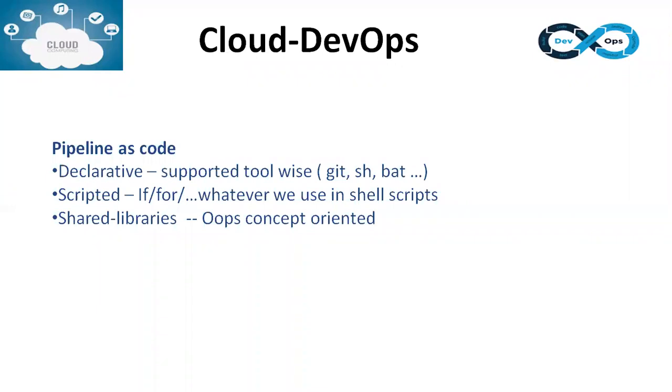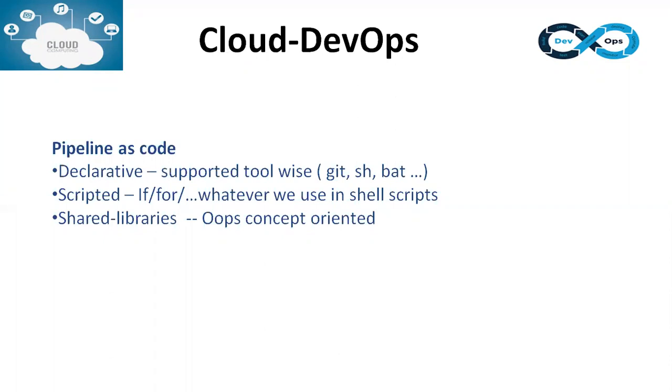There is only a very minor difference between each pipeline, but if you go directly through the code, it is a little tricky to understand. In the pipeline itself, each pipeline always has different kinds of stages. But a pipeline that uses more tool-wise steps, whether the Git tool, sh, bat, or Maven, we can call declarative.